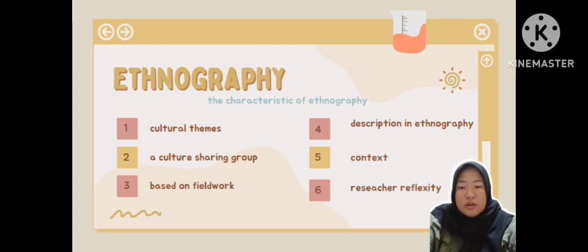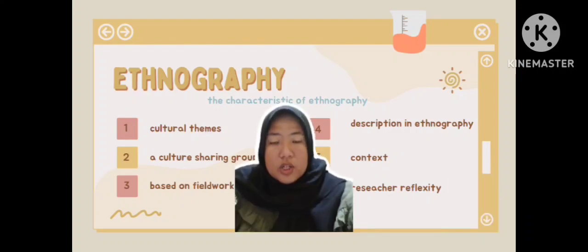It's about the cultural themes. Ethnography research focuses on developing culture and implementation by a particular ethnic group. Next is a culture sharing group. This second characteristic implies that ethnography research can be carried out on 2 or more people with the same attitude, language, and behavior. The third is based on fieldwork. Data in ethnographic research is taken by ethnographers going directly to the field or the research location.